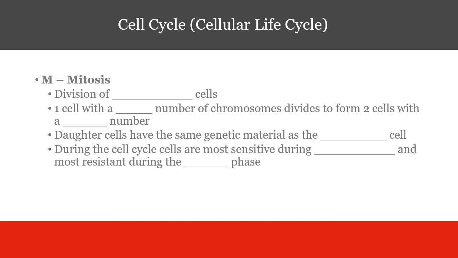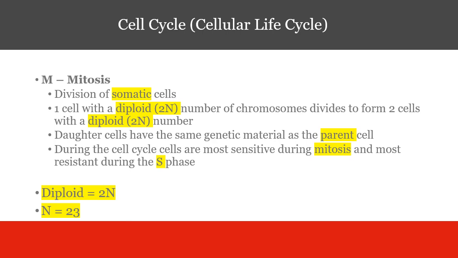During the M phase, otherwise known as mitosis, in the cellular life cycle, we have division of somatic cells, in which there's one cell with a diploid or 2n number of chromosomes that divides to form 2 cells with a diploid number. So we're getting 1 cell to start with, and we're ending up with 2. It's like having 2 daughter cells that are going to have exactly the same information as the parent did. And we'll put this in a diagram in just a moment. So you have 1 parent cell and 2 daughter cells.